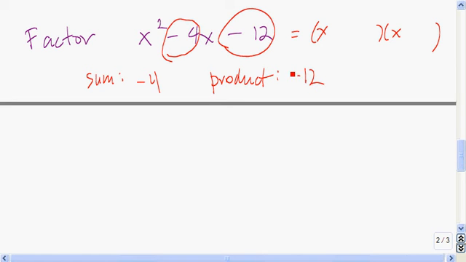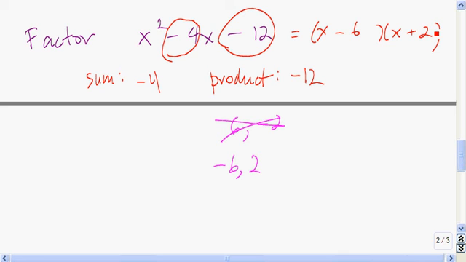Let's start with the product in this case. Well, 6 and negative 2 are two numbers whose product is negative 12. But if I add them, I get positive 4, not negative 4. However, if I take negative 6 and positive 2, my product is still negative 12, and my sum is negative 4, because negative 6 plus 2 is negative 4. This means that x squared minus 4x minus 12 factors as x minus 6 times x plus 2.